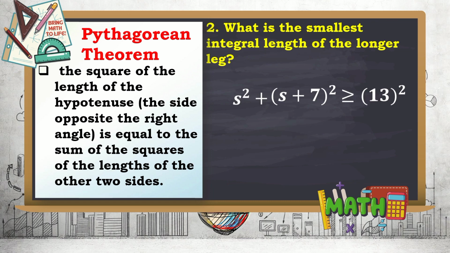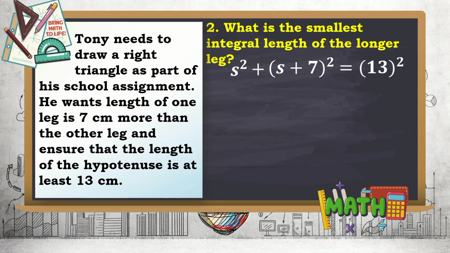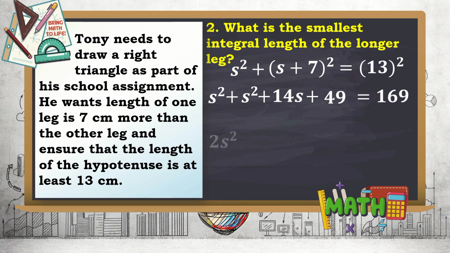Then solve the inequality. S squared plus the quantity S plus 7 squared. Change the inequality symbol into an equal symbol. We have equal to 13 squared. Then simplify the equation. We have S squared. Squaring a binomial, square the first term, which is S squared. Then twice the product of the first term and the second term, we have 14S. And square the second term of the binomial, we have 49. This is equal to the square of 13, which is 169.